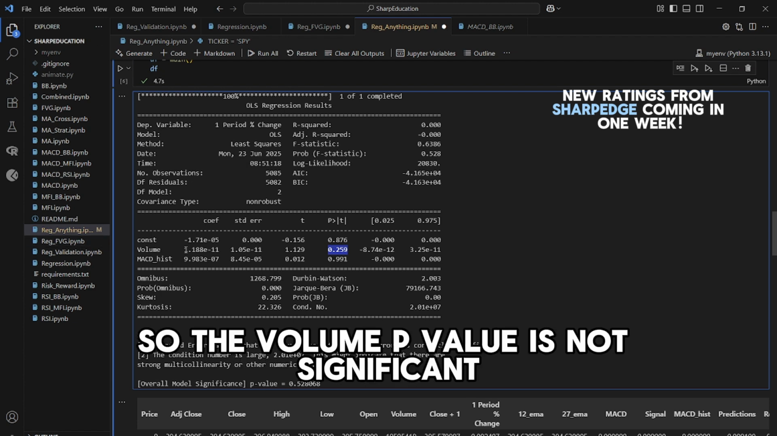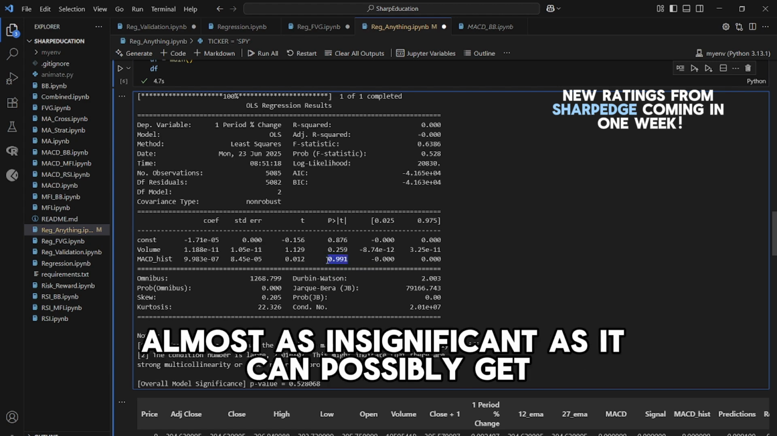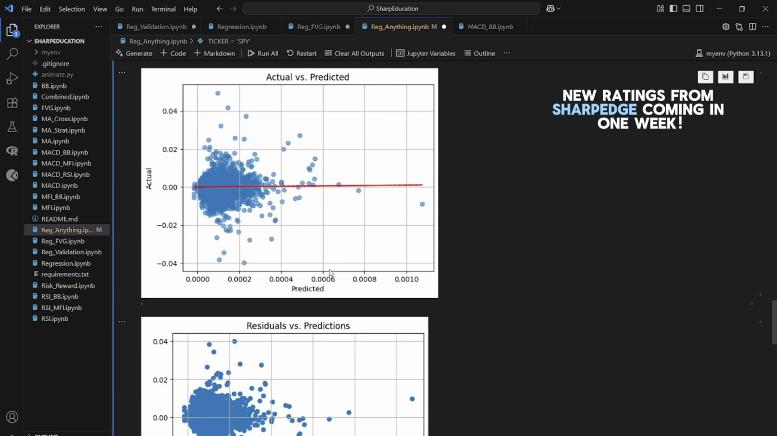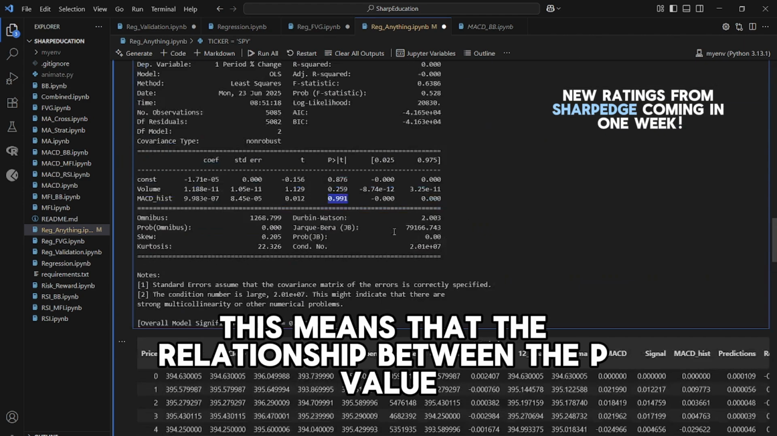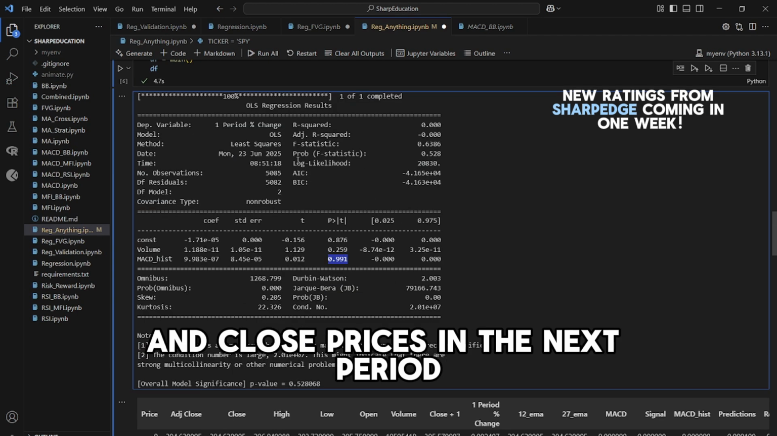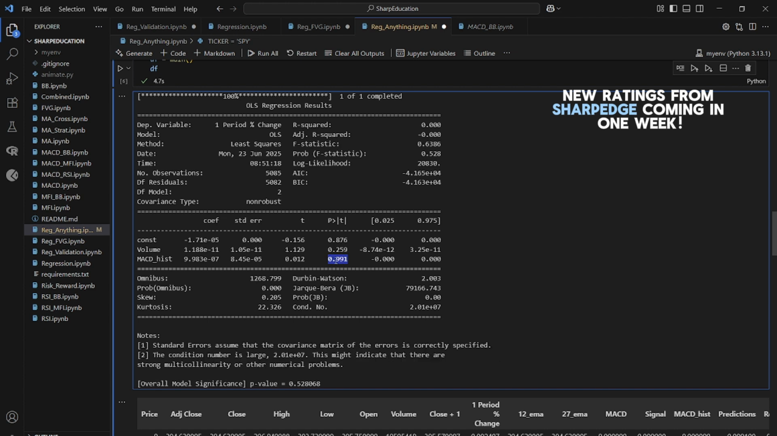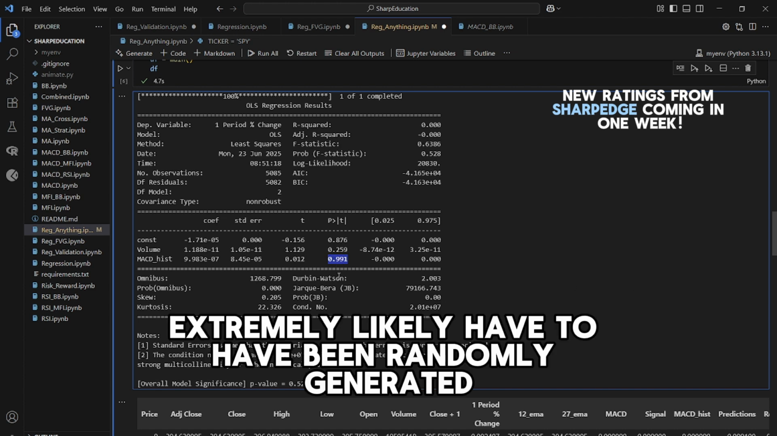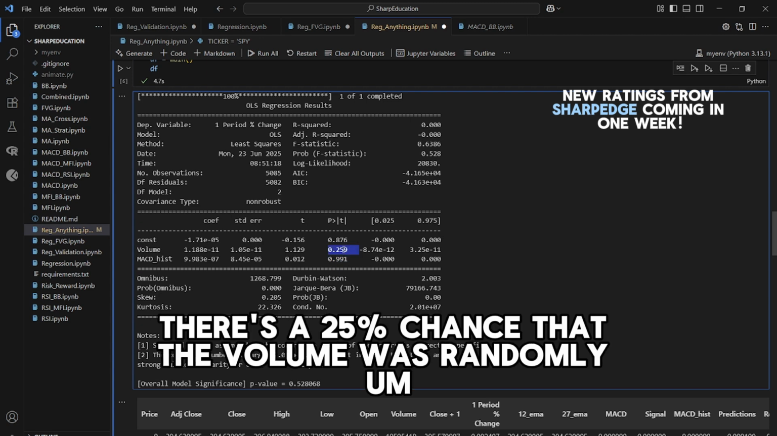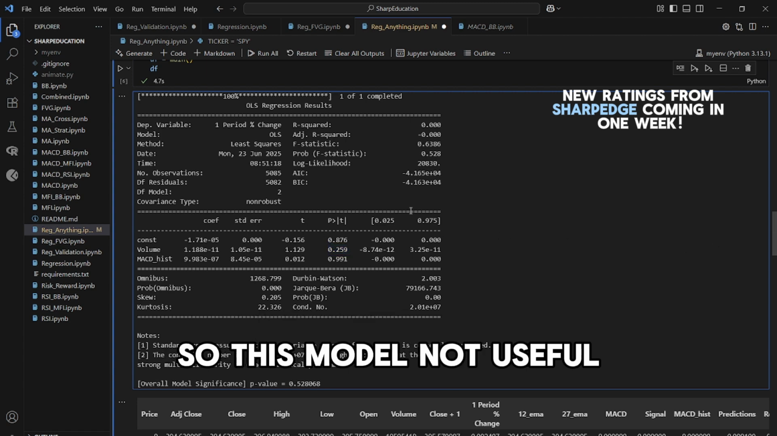And this is interesting. The volume p-value is not significant, and the MACD histogram is almost as insignificant as it can possibly get. So this means that the relationship between the MACD histogram and close prices in the next period, 1 hour from now, is extremely likely to have been randomly generated. There's a 25% chance that the volume was randomly encountered, and the constant isn't significant either. So this model is not useful.